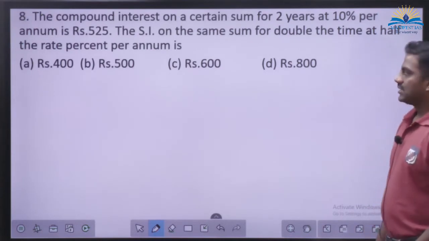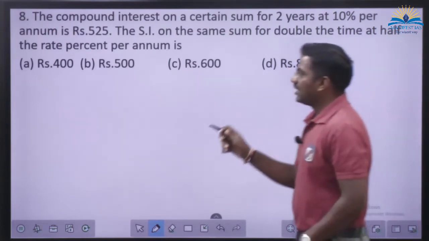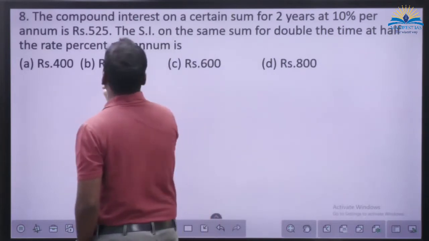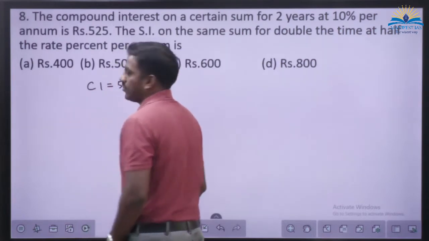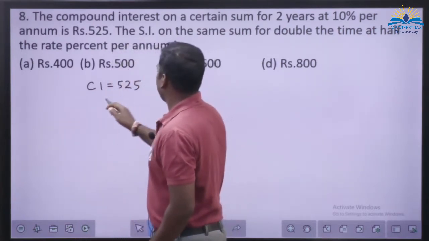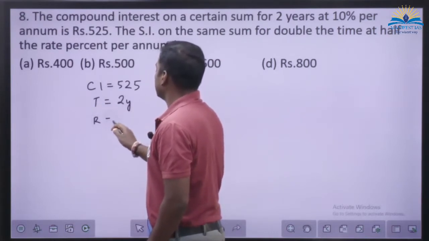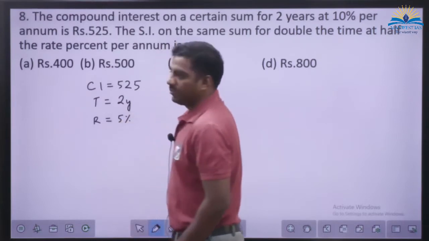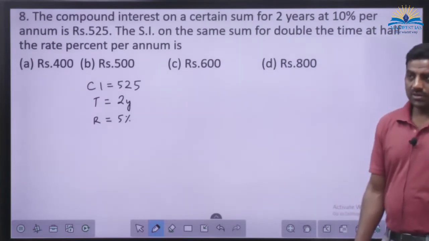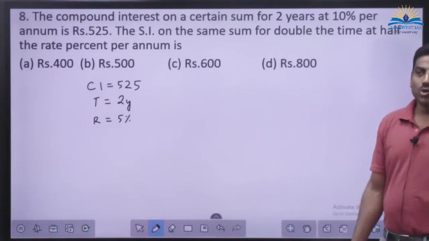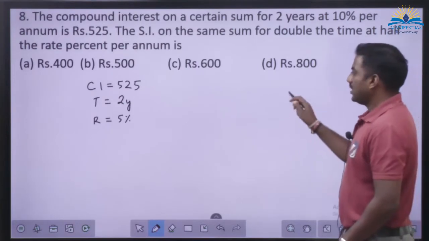Yeah, that is correct. But for that we have to find out the principal, right? So here what they have given us is the compound interest, that is 525. And the time they have given is 2 years, and the rate is 10%. We don't know the principal, right? So when we don't know the principal, it is better to assume 100 rupees as the principal. So let us take the principal as 100.